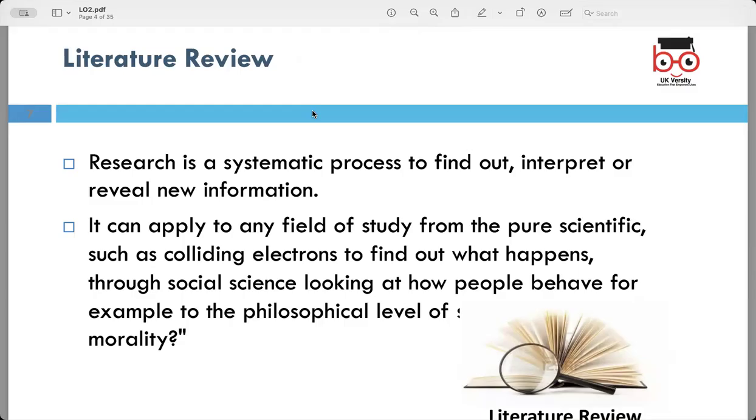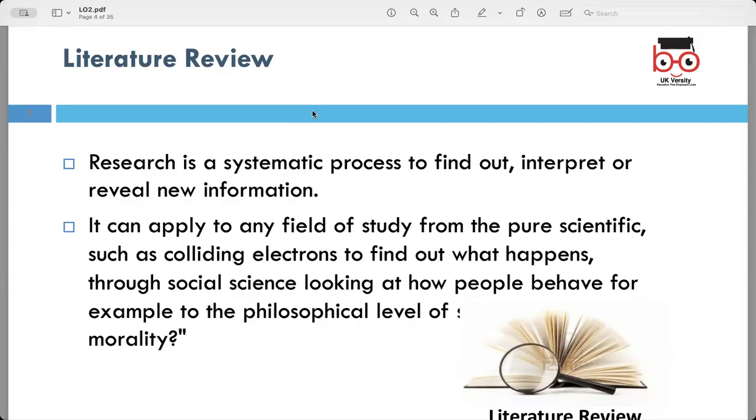We discussed yesterday as well what a literature review is. This part of your project is where you look at what other researchers and authors have said about your topic. But remember, this is not just about copying what others have written. Instead, it is about reviewing their work and using it to support your own research.